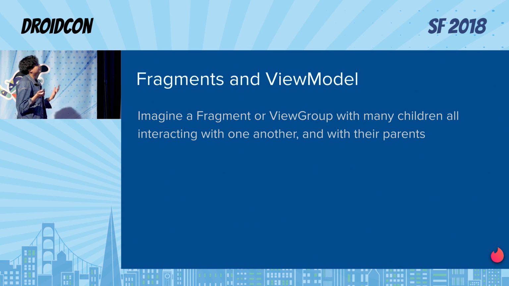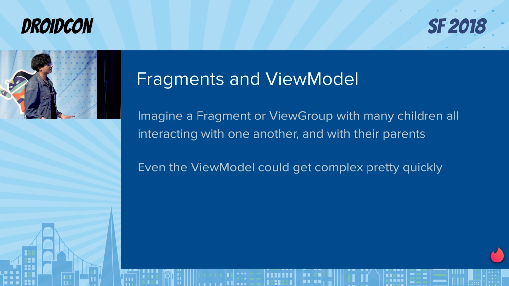Now, if you imagine your fragments having complicated view group hierarchies with many children, and you still keep that one-to-one mapping with the view model, you're going to be in the same boat where your view models get monolithic. Your view models are going to be doing way too much. So it's going to resemble the same problem that we had with MVP, views and presenters, right?